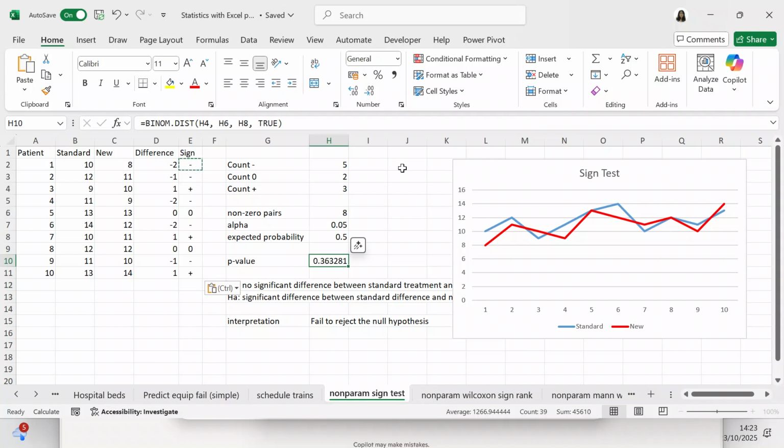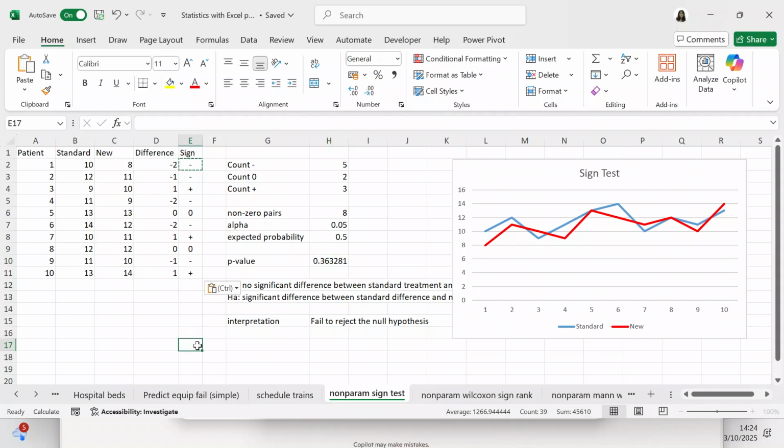The p-value is calculated as BINOM.DIST, H4 is 3, H6 is 8, and H8 is 0.5 and true. And that's going to give you your p-value of 36%.